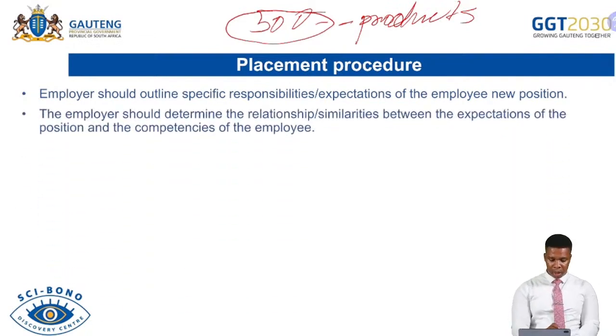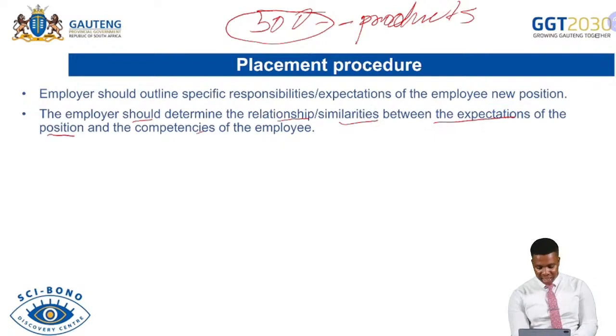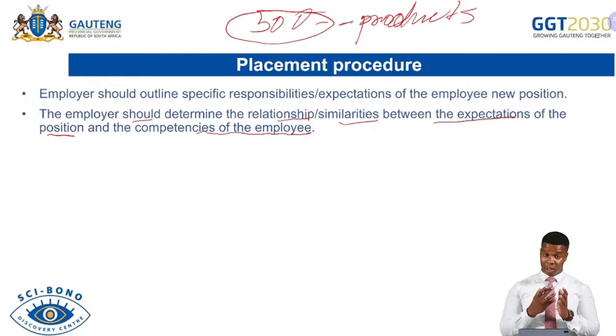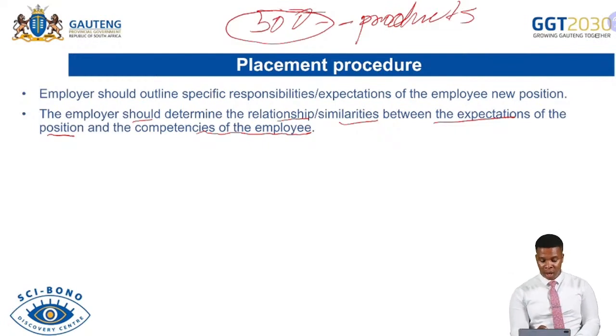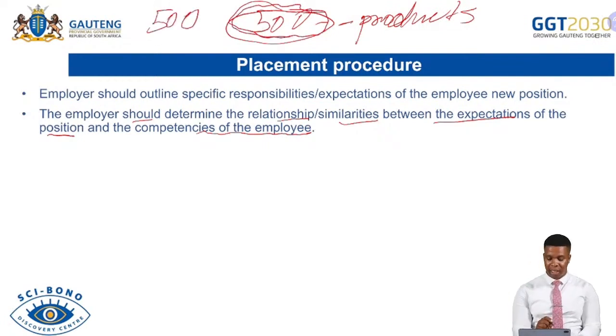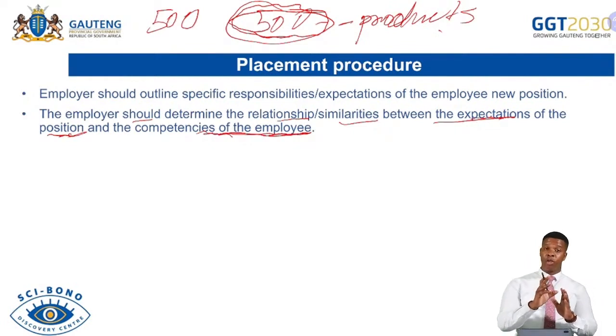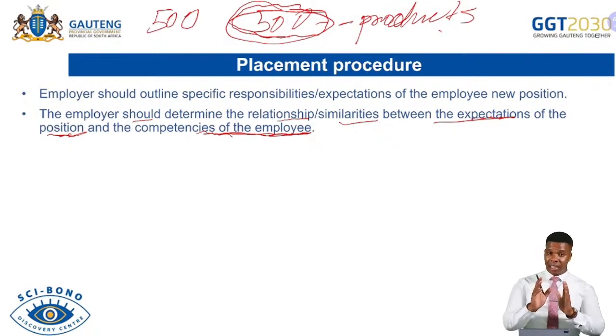Now, part of the procedure is that the employer should determine the relationship or similarities between the expectations of the position and the competency of the employee. As we said, if you are selling, you have to interact with the customers. You need to talk with the customers. So if you can't talk, if you can't convince them to buy the product, it means you will not be able to meet the requirements of the position, which says you should sell 500 products. So the expectations of the position and the competencies of the employee would not match, because if you are in sales, you are basically talking to the customers directly. You are the one who has to convince the customers. So the relationship between the two has to match.